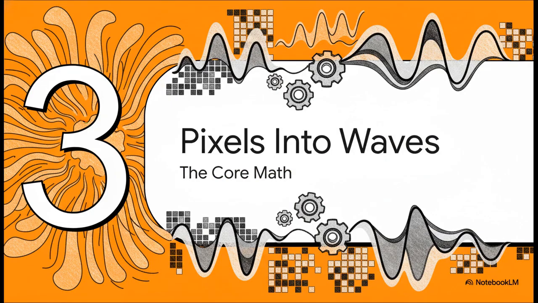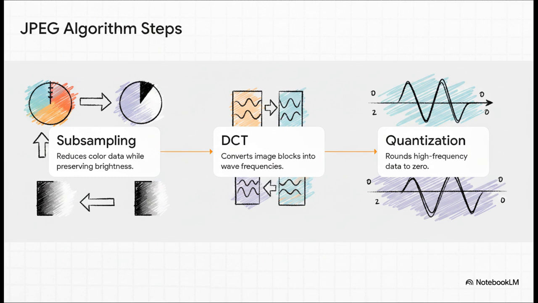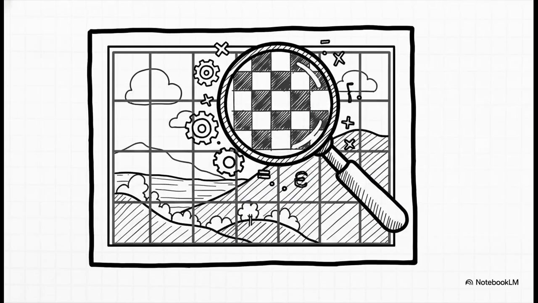Let's move on to part 3, converting pixels into waves. This is the core math. The mathematics behind JPEG basically boils down to 3 major steps. We just talked about step 1, which is color subsampling, but steps 2 and 3 are where the really heavy mathematical lifting happens: the discrete cosine transform and quantization. To actually process the image, the algorithm doesn't just try to look at the whole giant picture all at once.